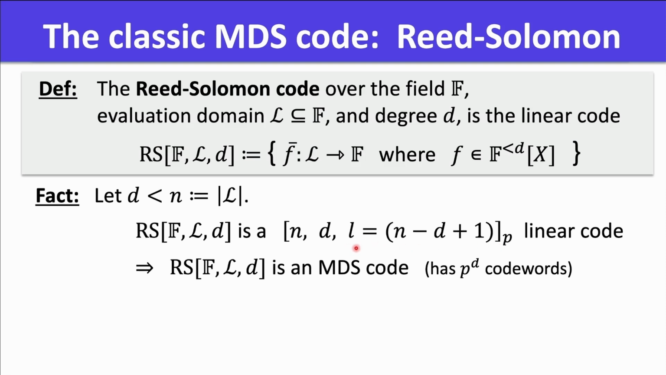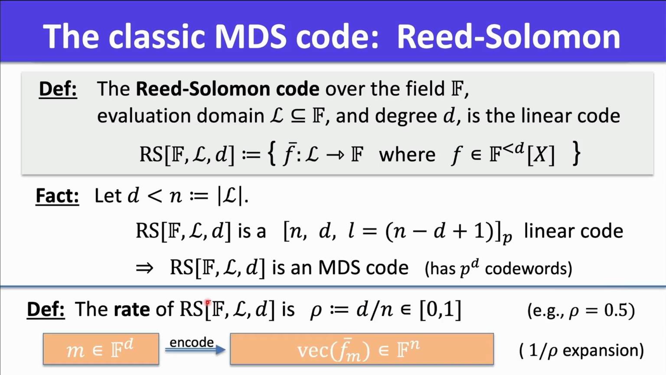Because the minimum weight is equal to n minus d plus 1, the Reed-Solomon code is an MDS code, and therefore it has p to the d codewords, one codeword for every polynomial of degree less than d. Similarly, we can define the rate of the code just as before, as the dimension of the code, which happens to be d, divided by the length. So this is a number between 0 and 1.